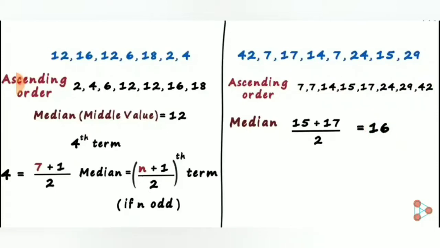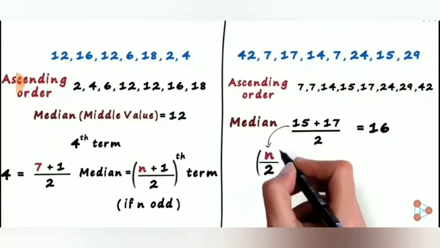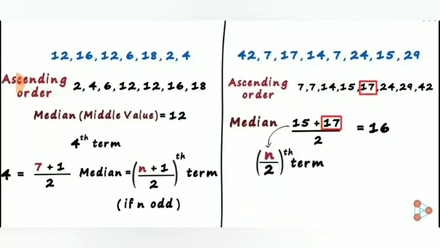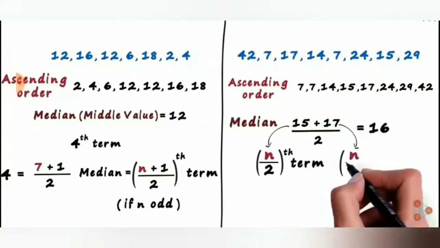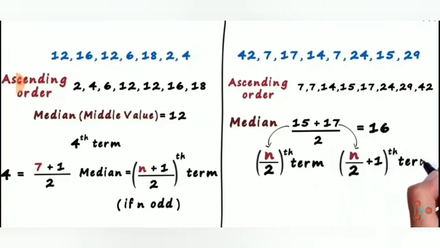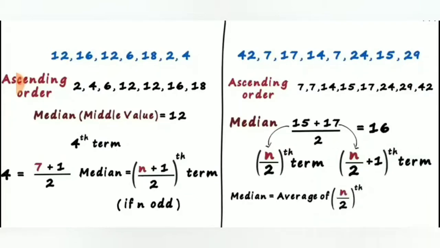Which term is the median? Look at 15. It is the 4th term and n is 8. So 15 is the n/2-th term. What about 17? 17 is the 5th term. It is actually the term after this one. 17 is the (n/2 + 1)-th term. So the median is the average of the n/2-th term and the (n/2 + 1)-th term. But this is only when n is even.